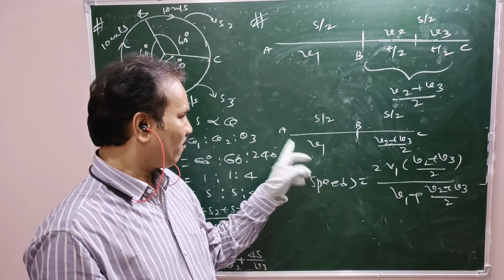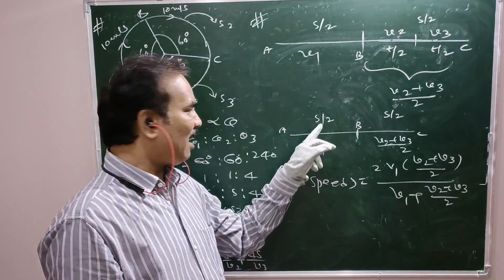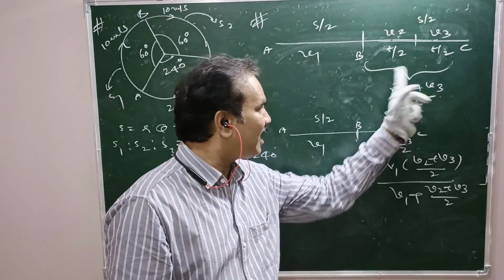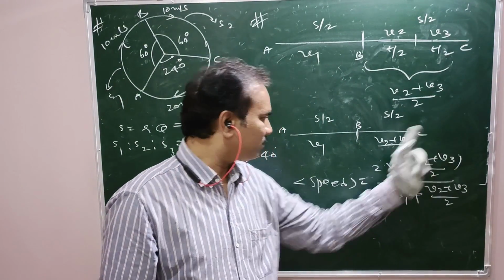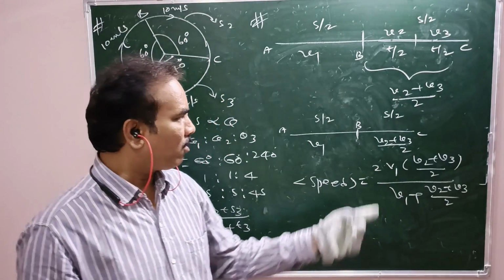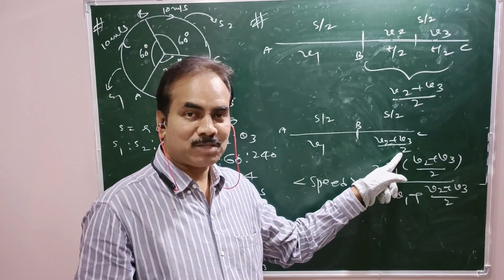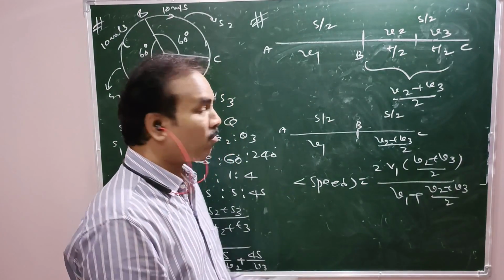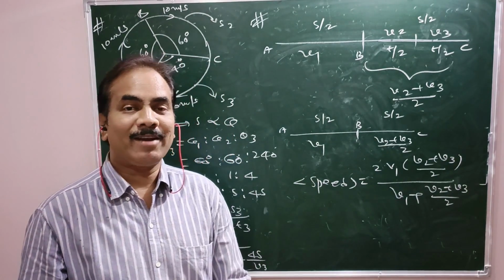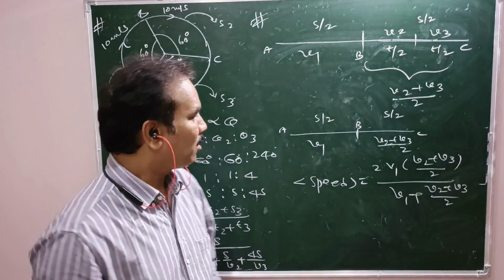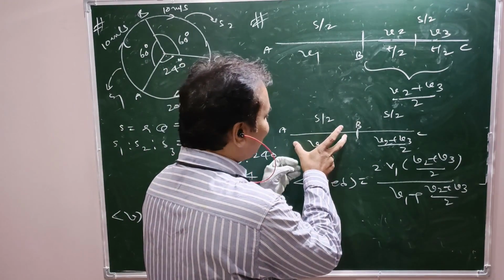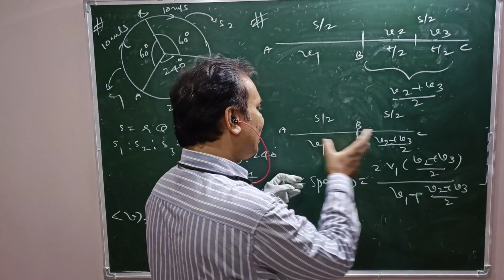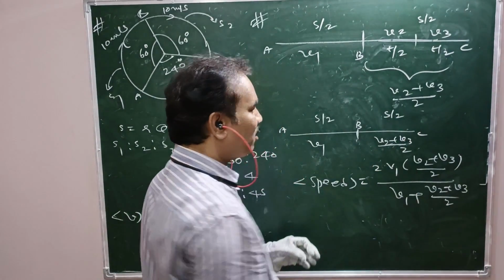Your particle moves from A to C such that half of the journey distance is with a speed v1, and the remaining half of the journey distance is with an average speed v2 plus v3 by 2. Of course, v2 plus v3 by 2 is also an average speed, but not for the entire motion, only for the motion from B to C. But the question is to find the average speed for the entire motion. So this is half of the segment, this is the remaining half of the segment. Here the speed is v1, here the speed is v2 plus v3 by 2, right?